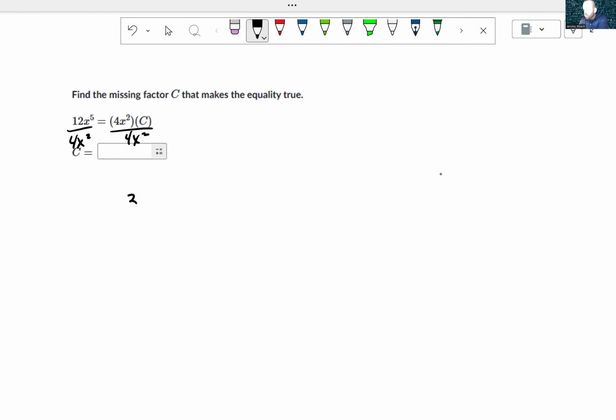So we get 3x, and x to the fifth minus x squared is x cubed. So that's what C is, 3x cubed. And we can check our answer. Does 4x squared times 3x cubed equal 12x to the fifth? 4 times 3 is 12. X squared times x cubed is x to the fifth. So C is going to be 3x cubed.